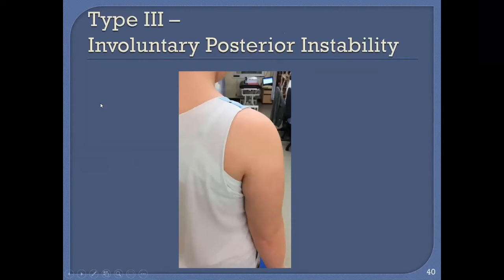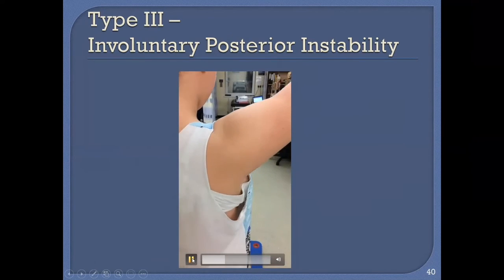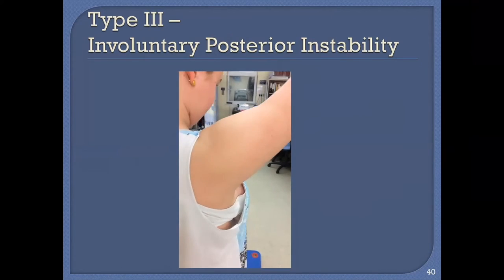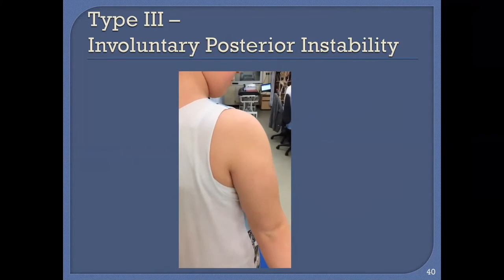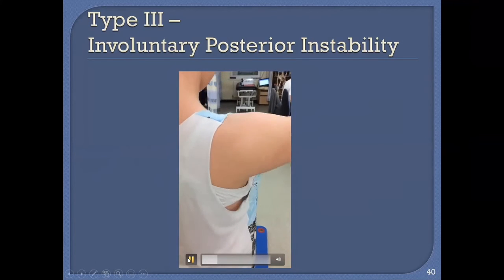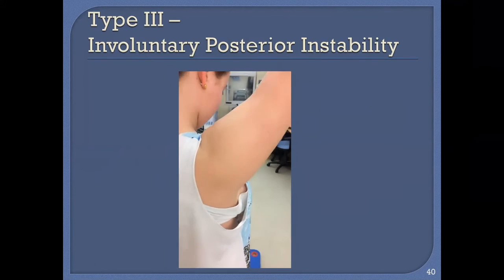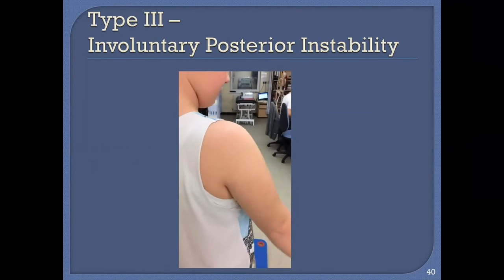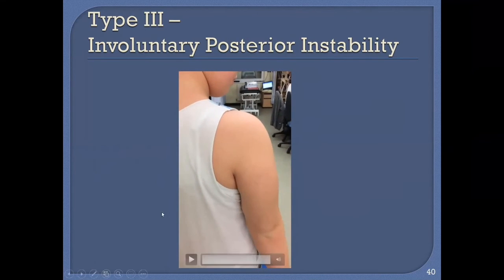So this is a girl that, if you remember, we saw at the beginning. Let's see if this video works. This is a fairly typical involuntary posterior instability. I'll just play that again. She didn't really have any lats overactivity. It was just her posterior cuff just wasn't really functioning.